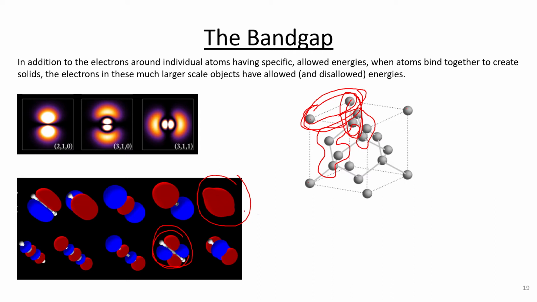Same idea, except in a much more complex material, because if we're talking about an actual piece of silicon that we could actually hold in our hand, then we're talking about many unit cells.